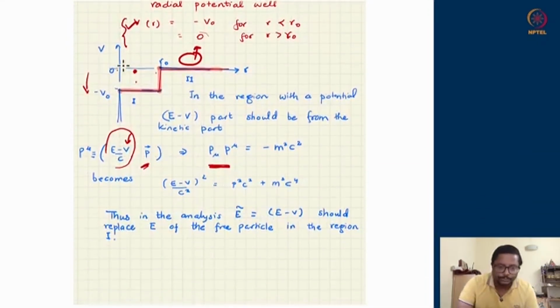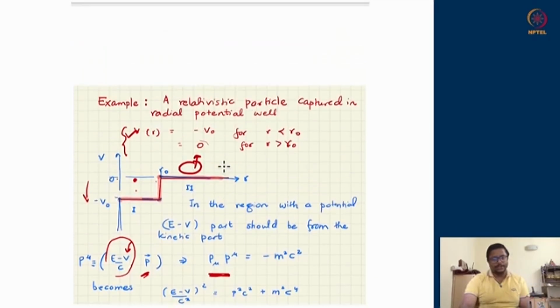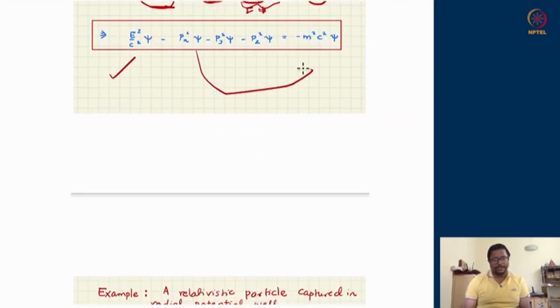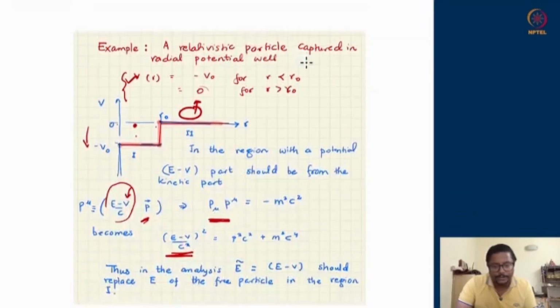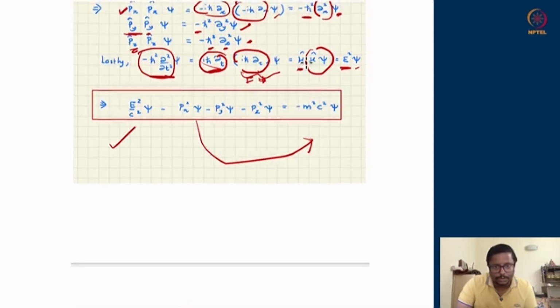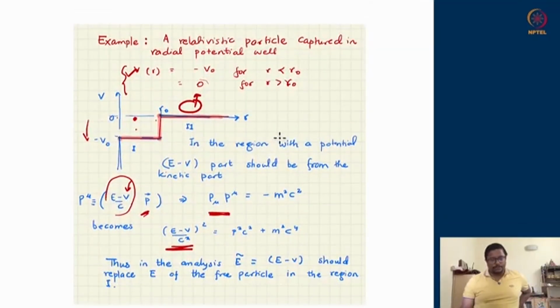So let us open it up and write it down. The zeroth component is this. All the spatial components in this equation come with a negative sign, so they can be taken to the right hand side of the equation. So that is what we can do.